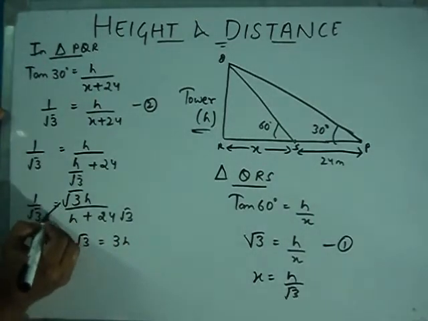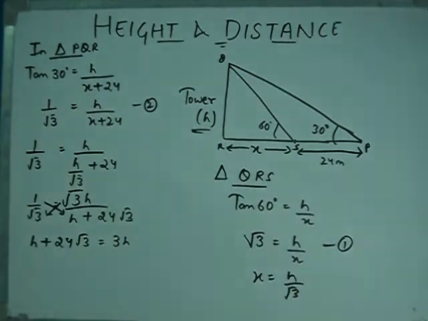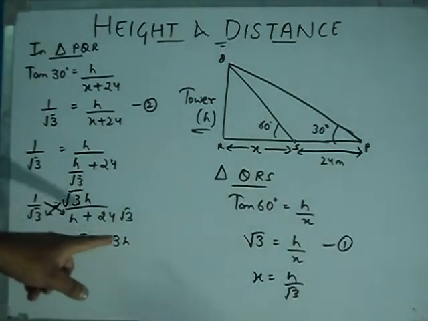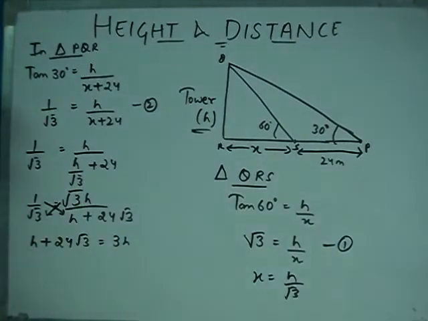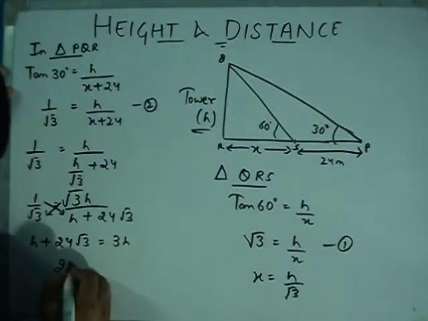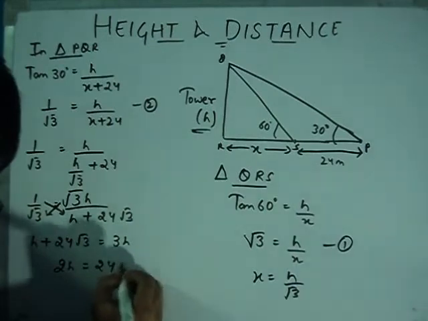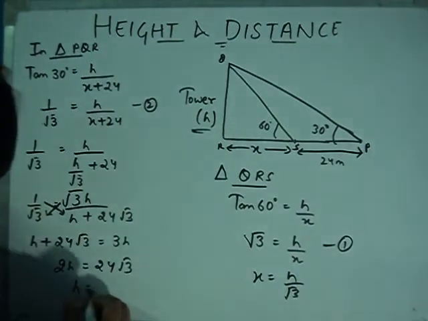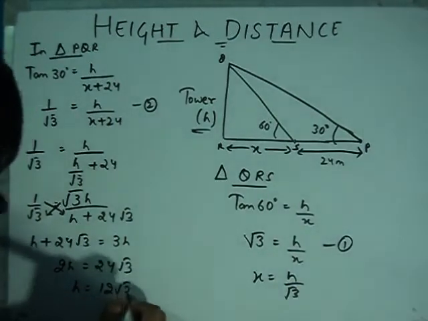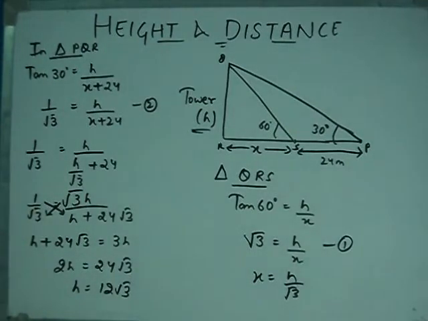By cross multiplication, root 3 into root 3 gives 3h. By solving, 2h is equal to 24 root 3, and after that we get h equal to 12 root 3. Or you can substitute the value of root 3 and calculate the exact value. This is the whole process to calculate the value.